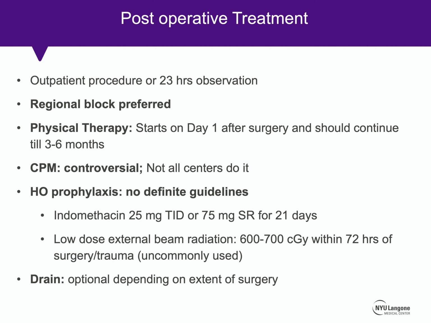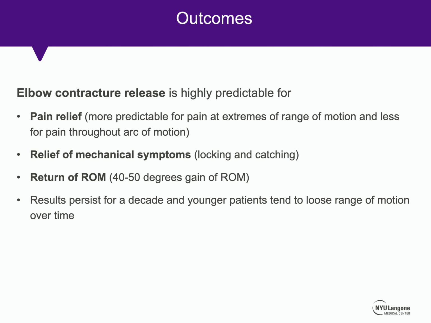Drain, again, is optional depending upon the extent of surgery. In the initial part of my practice, I would put a drain for 23 hours, but now I do not use a drain. Outcomes. Elbow contracture release is highly predictable for pain relief. It is interesting that even though the surgery is called surgery for elbow stiffness, the principal reason to have surgery is actually elbow pain.